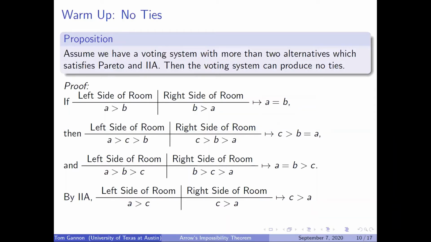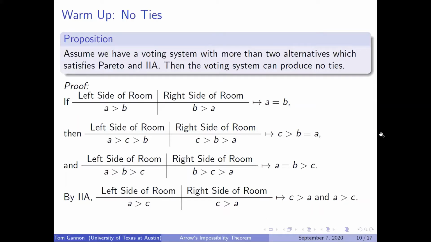Now, here's a question for you. What does the third line say if the left side of the room votes A over C and the right side of the room votes C over A? The other way, right. I see an answer in the chat.